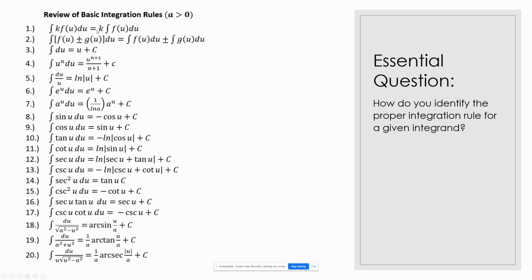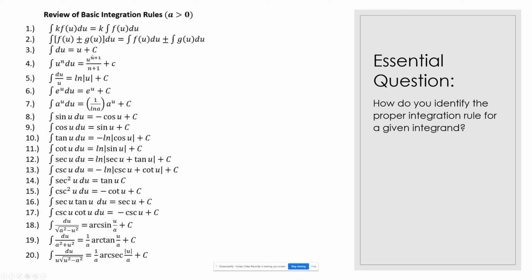And this is what we just call our constant multiple rule. If you have a constant multiple, you can always put that outside the integral or inside the integral. This is when you have two different functions, either adding or subtracting, you can split them up. So the antiderivative of f of u plus or minus g of u du is the same thing as breaking this into two separate integrals. This is the integral of a constant. The integral of a constant, or the antiderivative of a constant, is u plus c.